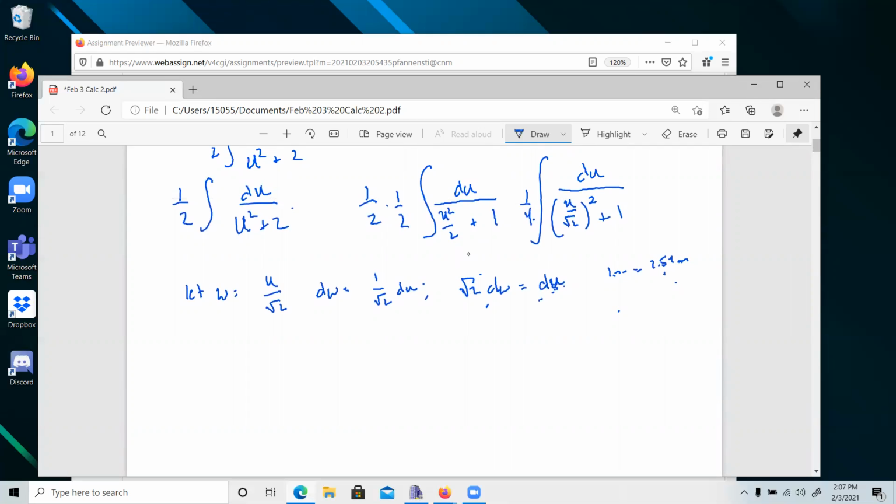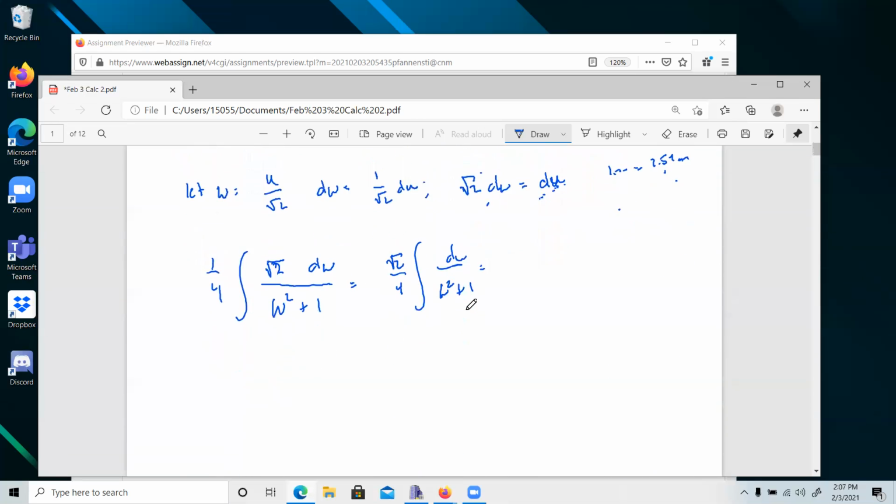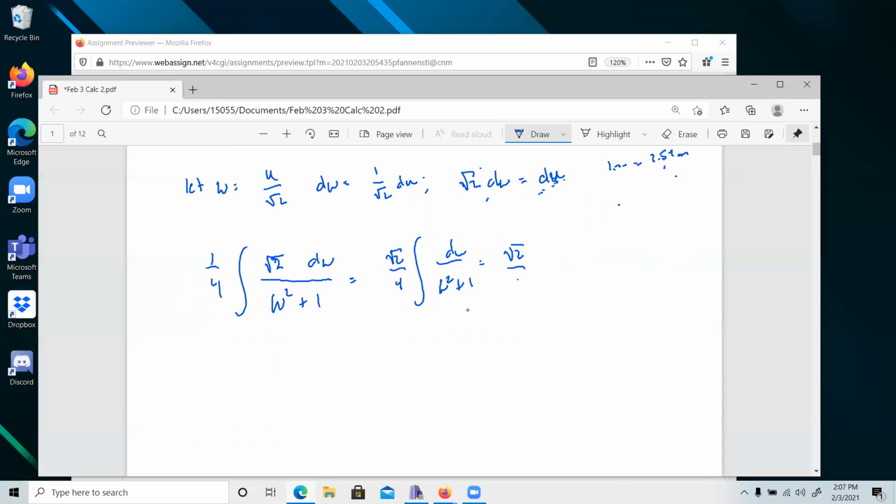So we've got du is equal to the square root of 2 dw, and then at the bottom here we're going to have w squared plus 1. Let me just push this outside. Square root of 2 over 4 dw over w squared plus 1. This is exactly what we want, because this is the format of our inverse tangent.